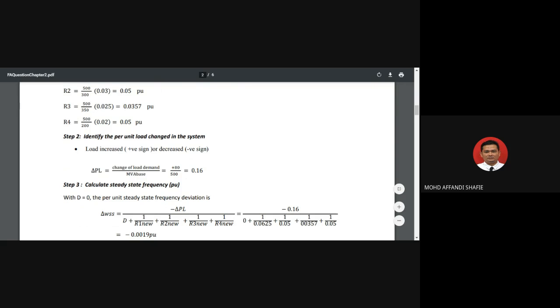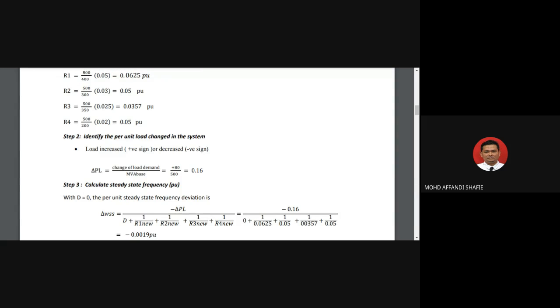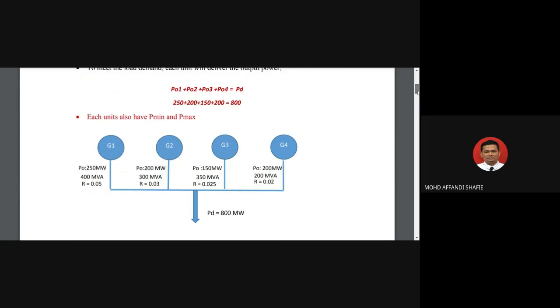Okay, so next step. So you must identify the per unit load change in the system. Nampak? Sekarang ni kita yang tadi delta PL tadi kan? Okay. So you must identify lah which is your load increase or decrease. So in case your load increase mean positive sign. If decrease you will get the negative sign. Okay? Betul tak? Betul sir. Okay? So sekarang ni daripada soalan increase or decrease?